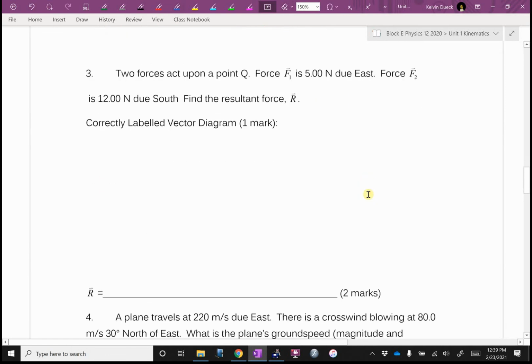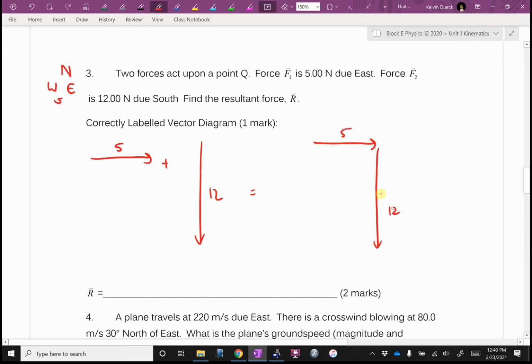Okay, now turn the page. I see compass directions, so I'm going to do a compass rose. Force F1, 5 newtons east, plus 12 newtons south. So it's going to look like this. 5 plus 12. There is the resultant force F.